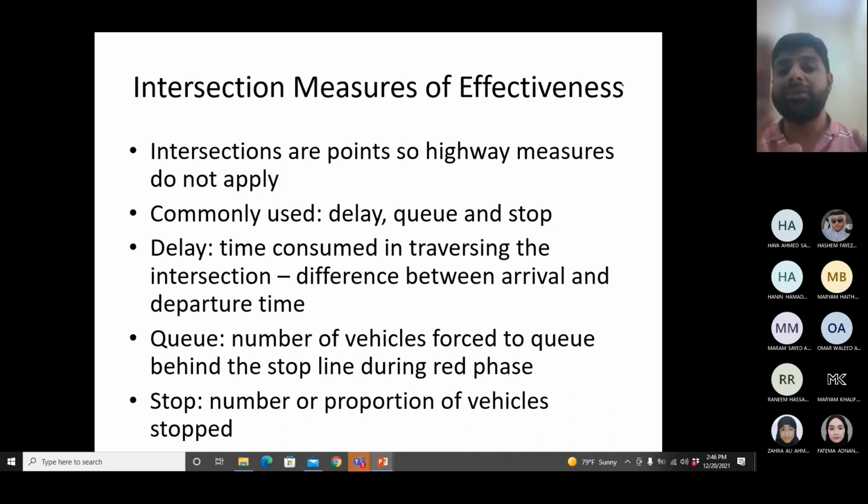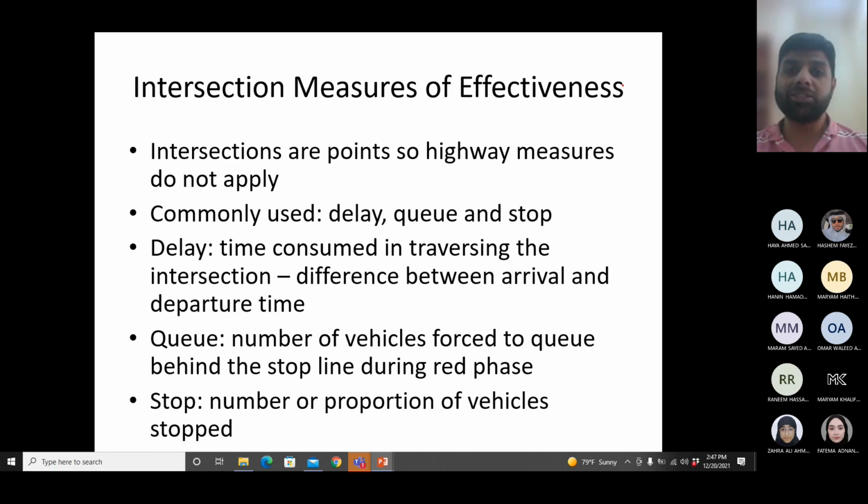Now these measures of effectiveness do not work on intersections. Why? Flow is stopped on the intersection. Flow is stopped means speed becomes 0. Density is for a segment, but intersection is a point. Density means vehicles per mile. So on a point you cannot have vehicles per mile. So density cannot be used on intersection as well.